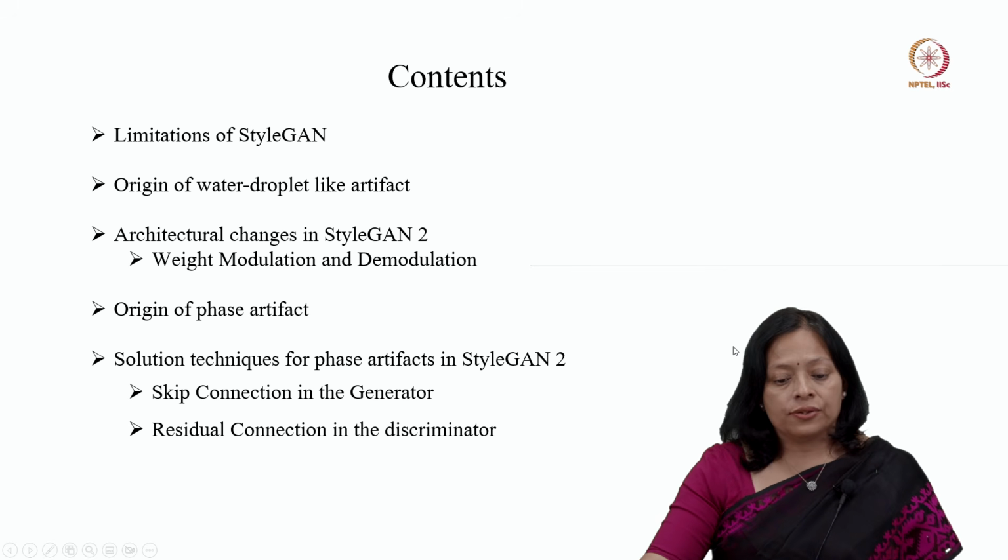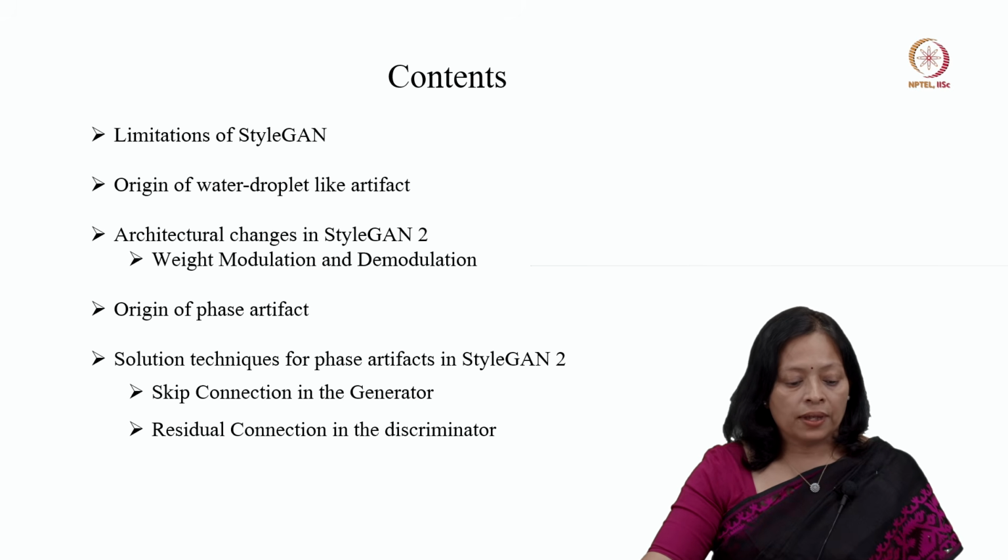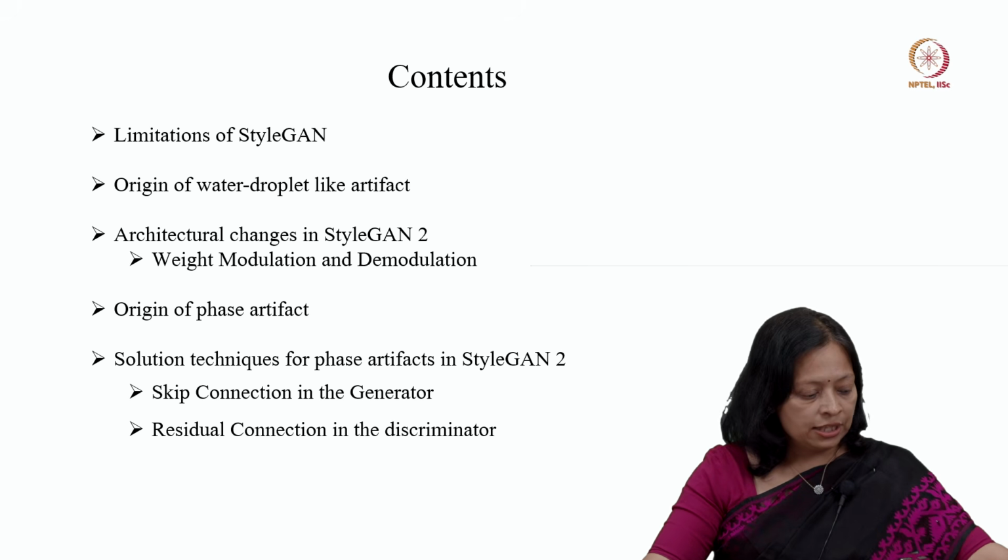So the contents for today's session go like this: limitations of StyleGAN, origin of water droplet like artifacts, the architectural changes in StyleGAN 2, weight modulation and demodulation, origin of phase artifact, solution techniques for phase artifacts in StyleGAN 2, skip connection in the generator and residual connection in the discriminator.